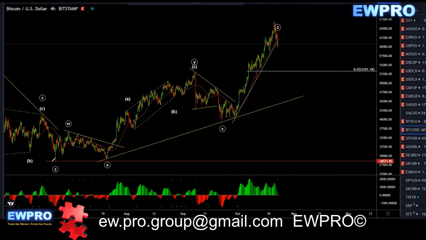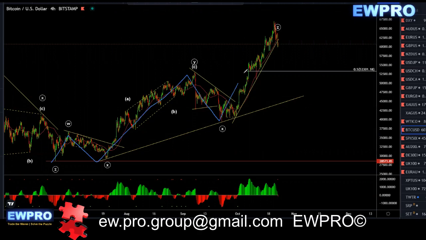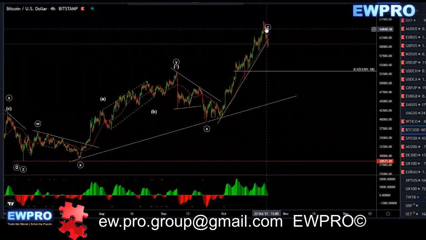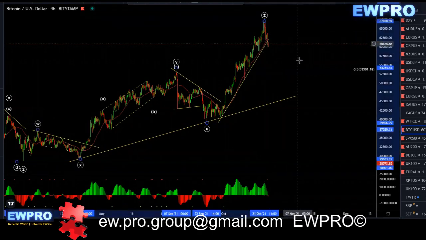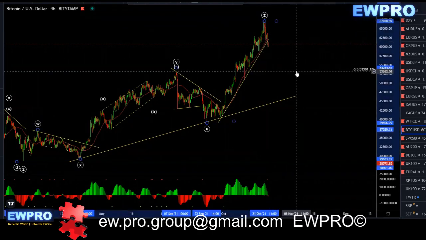we've got this looking at W, X, Y, X2, and we're looking for that Z up. Well, it's blown past both targets, the 123.6 and the 161.8. It's blowing straight through them, and we don't have any bearish divergence. So I'm sort of looking for a 50 fib retrace.